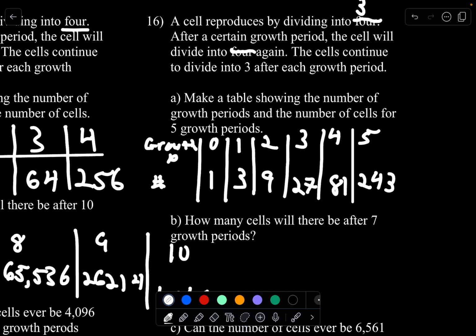How many cells would there be after 7 growth periods? So we have to multiply by 3 twice because we're at the 5th. So the 6th growth period would be 243 times 3, which is 729. And the 7th growth period, you just multiply by 3 again. Remember, this is a geometric sequence. It would be 2,187.